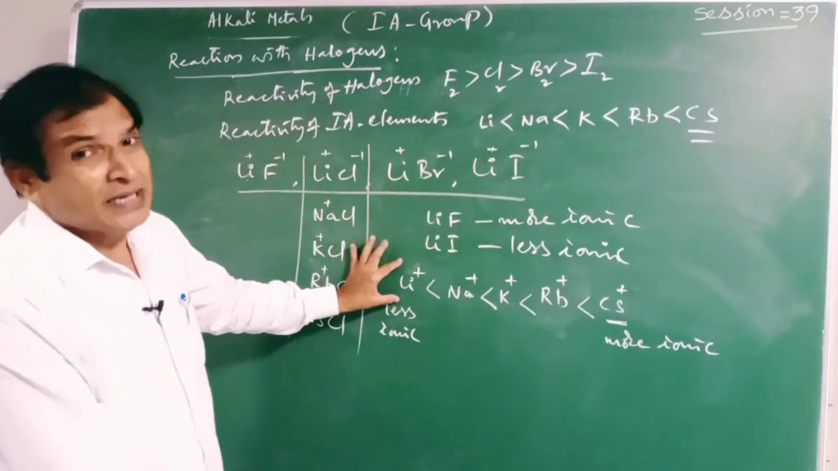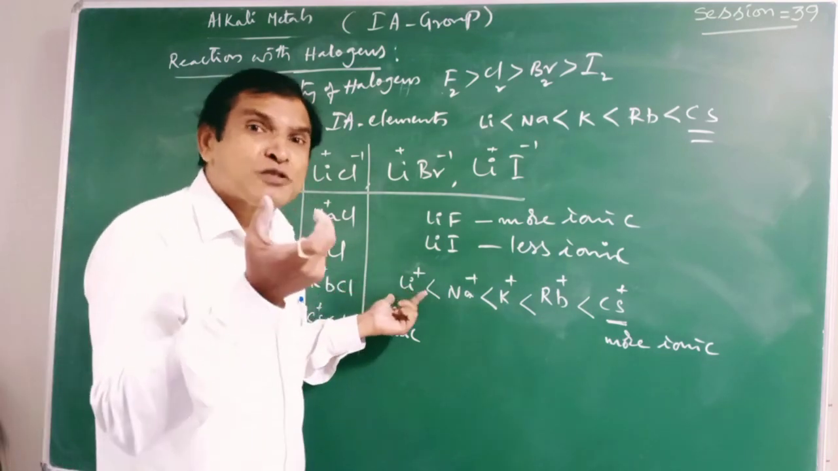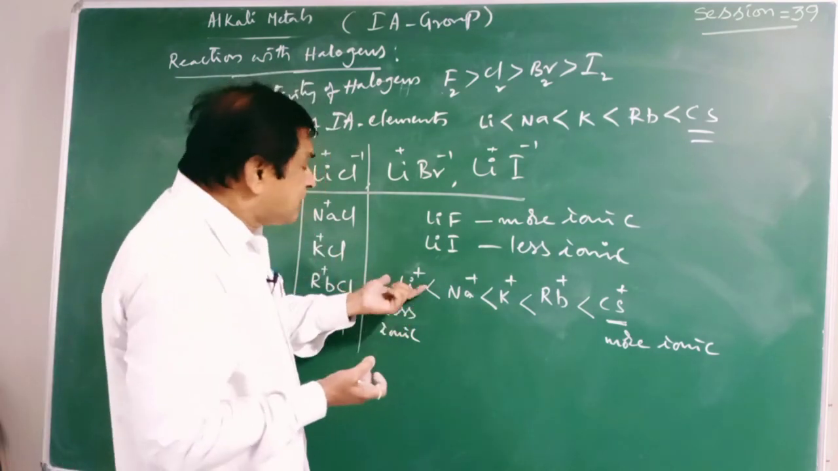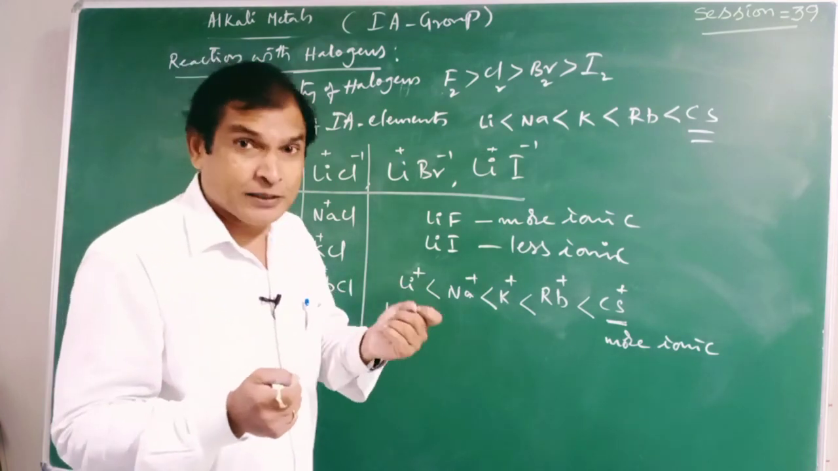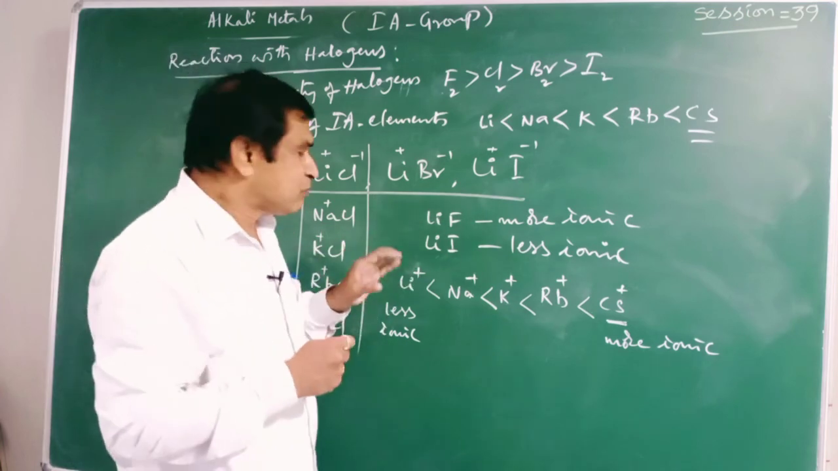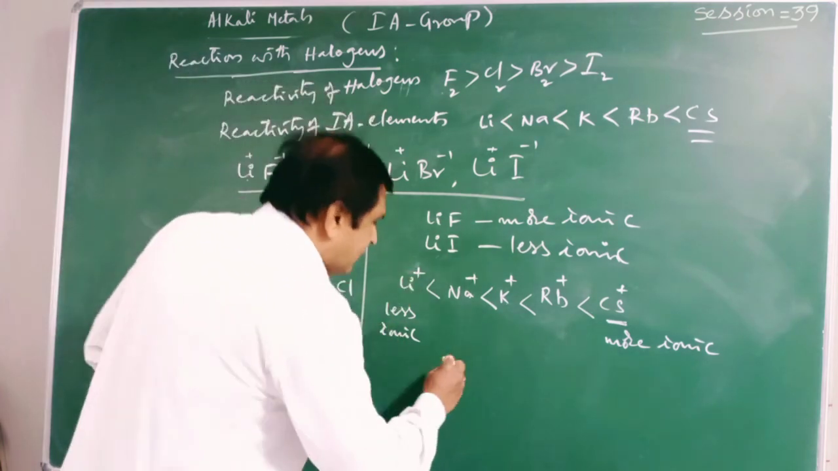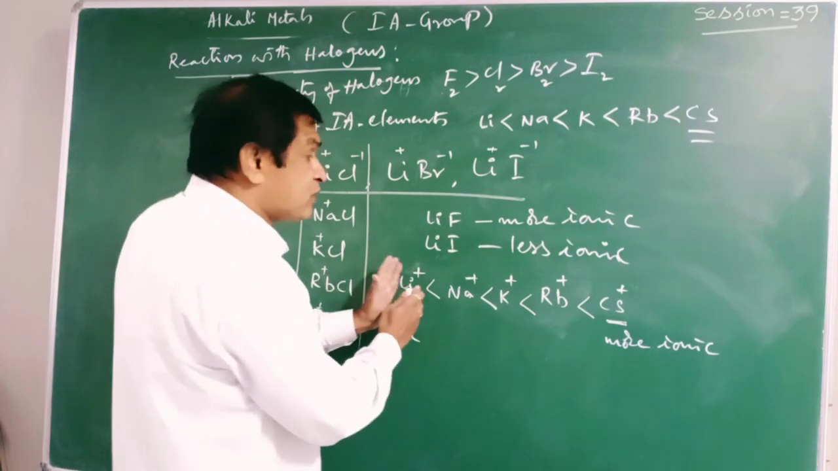A smaller cation favors less ionic character. That means the lithium cation, being smaller in size, favors less ionic compounds, predominantly more covalent. Less ionic means more covalent in nature. That means lithium chloride favors more covalent character.